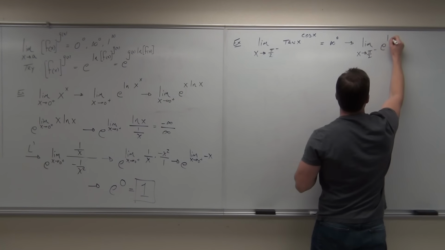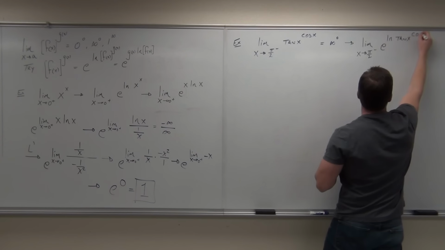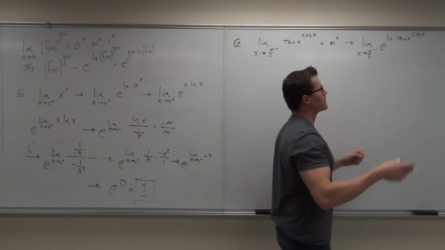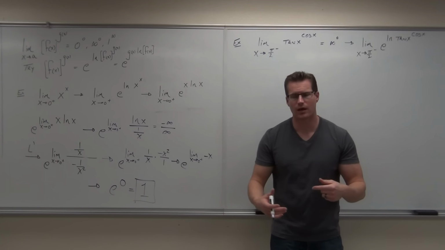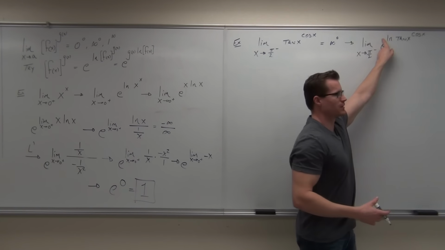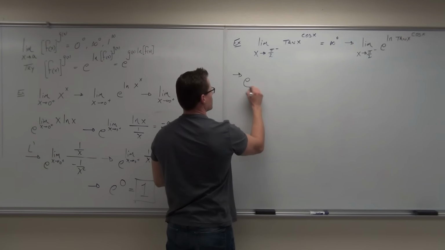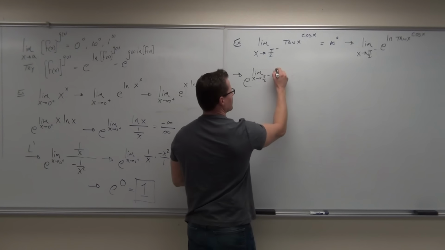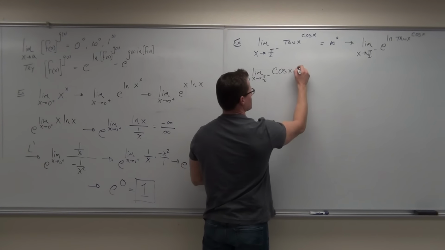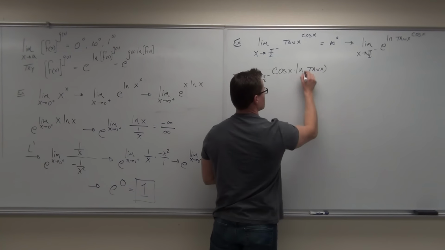So e to the ln tan x to the cosine x. If you get in the pattern of this, because you're going to do it a lot, this exponent moves down all the time, doesn't it? This e comes out all the time. So we end up getting e outside of our limit, to the limit as x approaches pi over 2 from the left of cosine x times ln tan x.